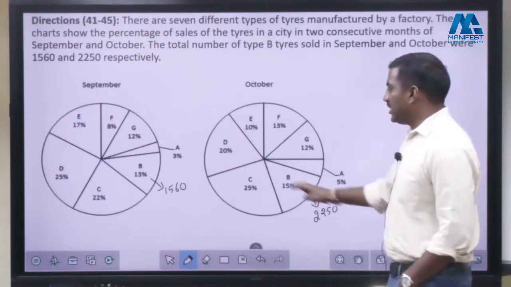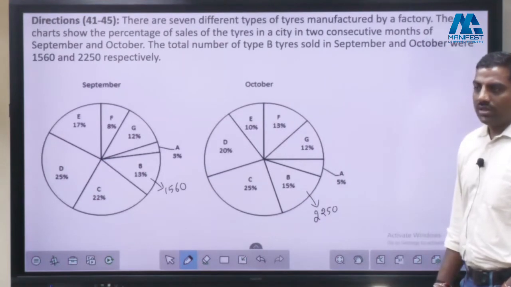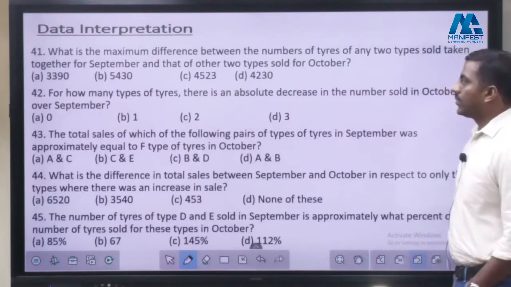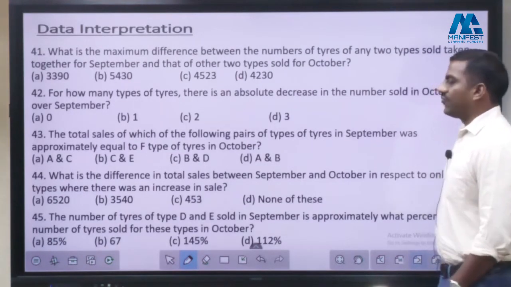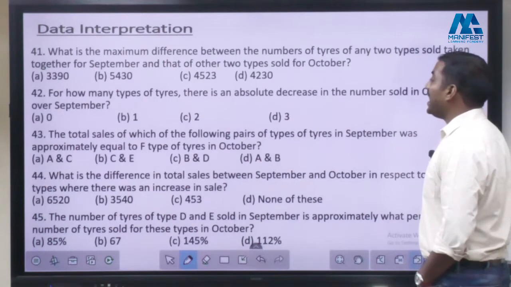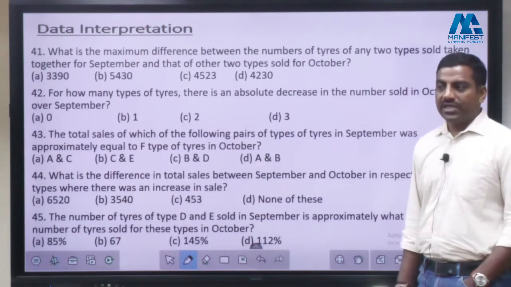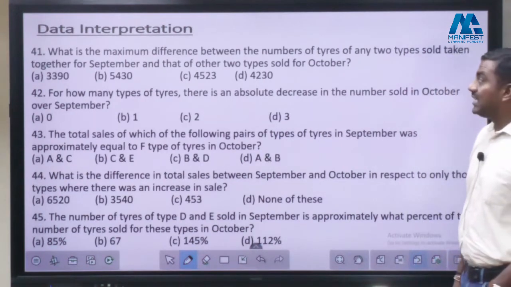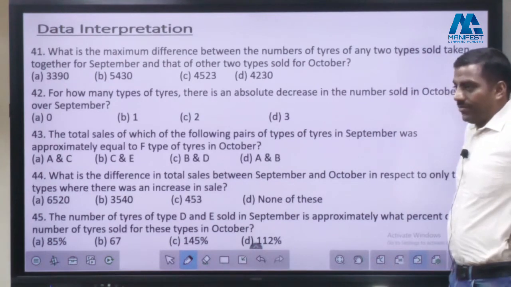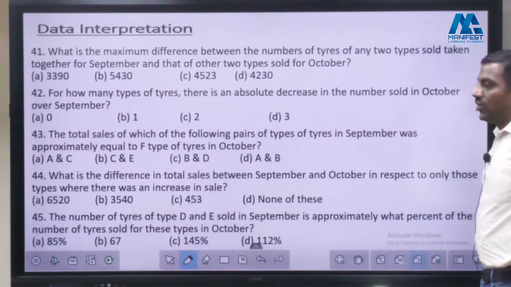So with respect to these numbers, these are going to change. Yes or no? Yes. So let us examine the questions now. What is the maximum difference between the number of tires of any 2 types sold? Any 2 types. Out of these 7 types, you have to take any 2 types, and take the maximum difference between those tires together for September and that of other 2 types sold for October.